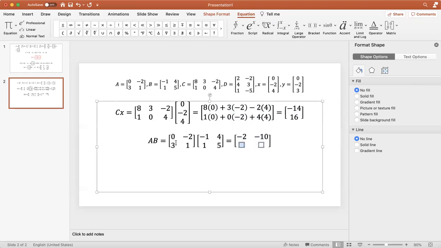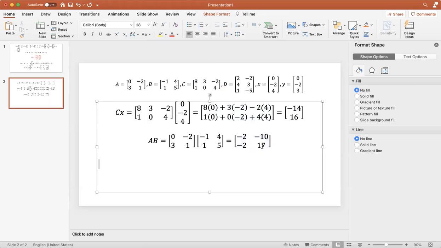Okay, so you have the second row, first column, so that's negative 3 plus 1, and that's negative 2, right? And then you have the second row, second column. So 3 times 4, 12, plus 1 times 5, 5. So that's going to be 17.